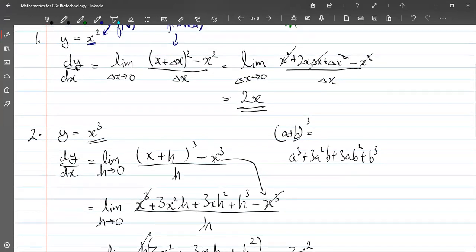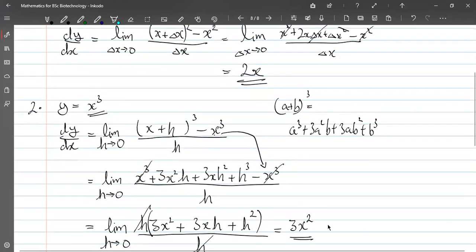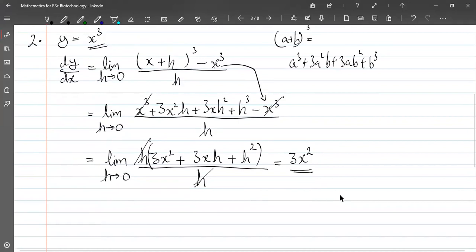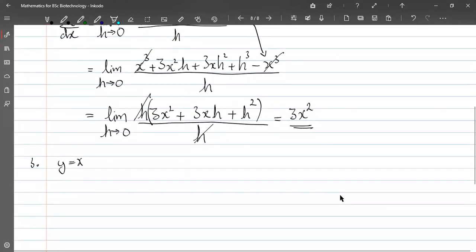So you can compare this. If y is x square, then dy by dx, its derivative, is 2x. If y is x cube, it is 3x square. So if it is y equal to x, then what should be dy by dx?